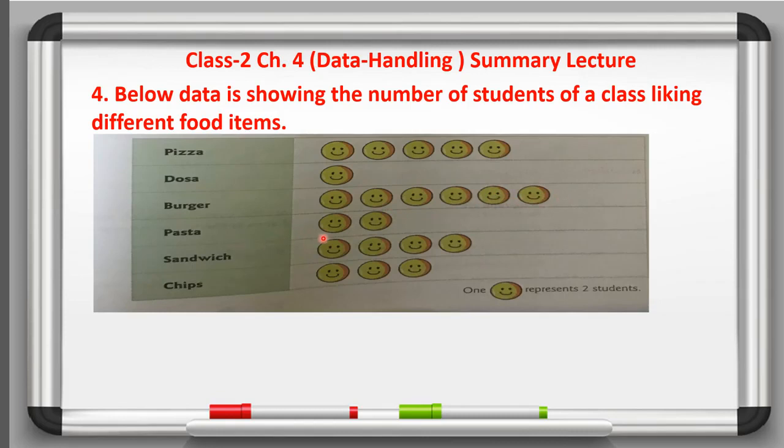Okay. Now pasta. 1, 2, means 2 students like pasta. Sorry, 2 smileys are given. So 2 multiplied by 2 is equal to 4, means 4 students like pasta.